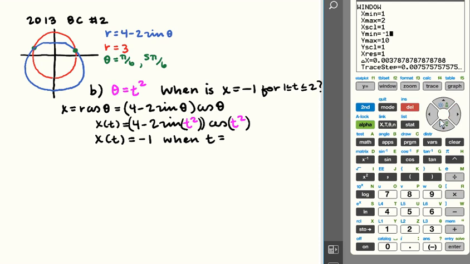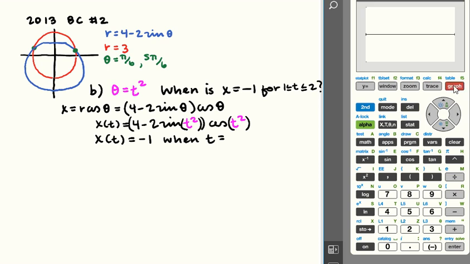Not sure if this is a wise choice, but I'm just going to cut the scale down in y as well. So I'm going to grab, there it is. Okay, that's going to be the time I'm interested in. So I'm going to calculate the zero, go to the left of it, go to the right of it, give it a guess. And you get 1.428.